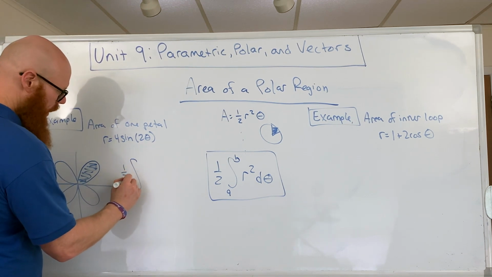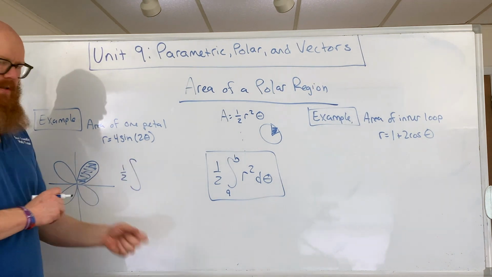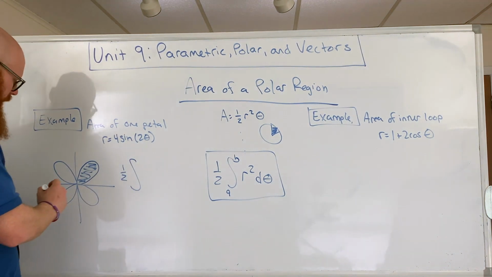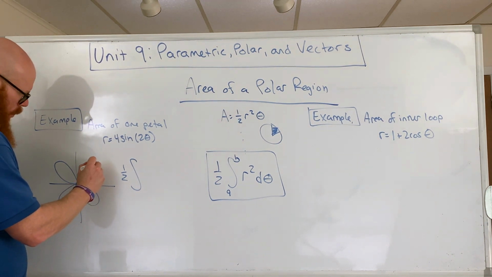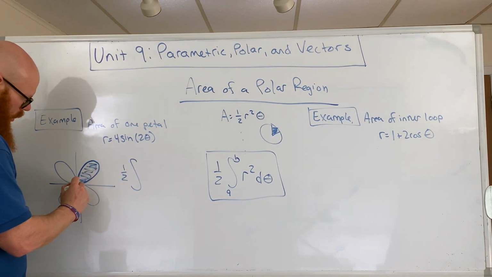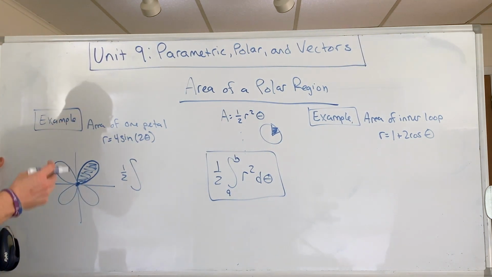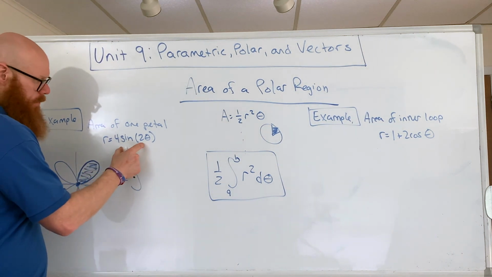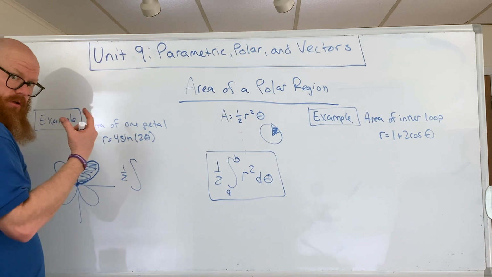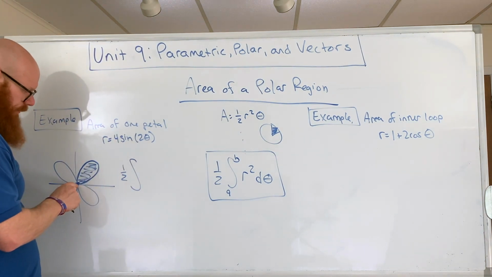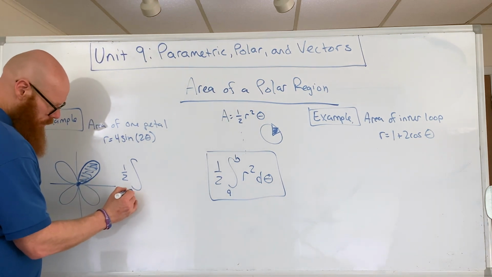The key to these problems, the thing that students have the most questions with is, what are the limits of integration? So you want to think of this petal, we're at the origin. When are we at the origin to start? So we want to think about what would make r 0. Well, the sine of 0 is 0, so that's a good place to start, because if I just plug in 0, I'm going to be at the origin.